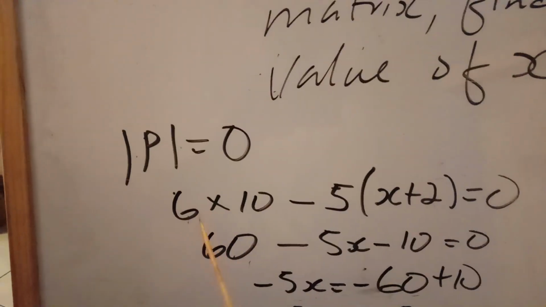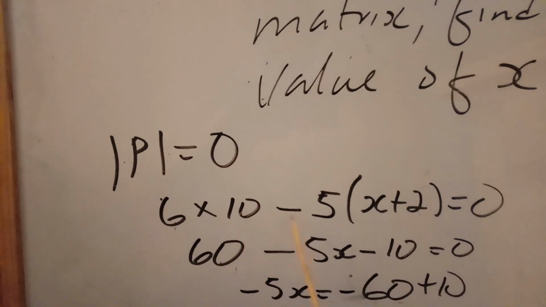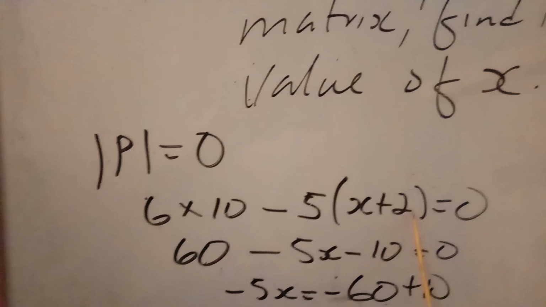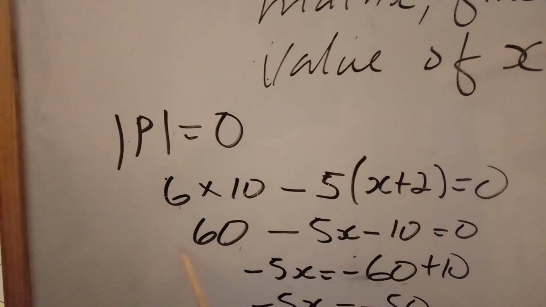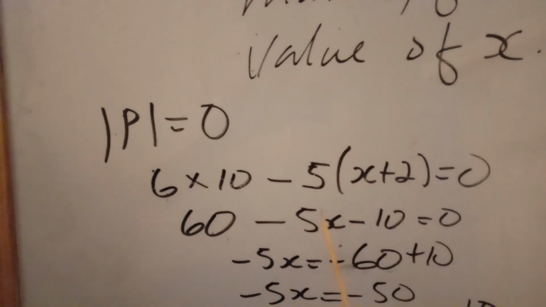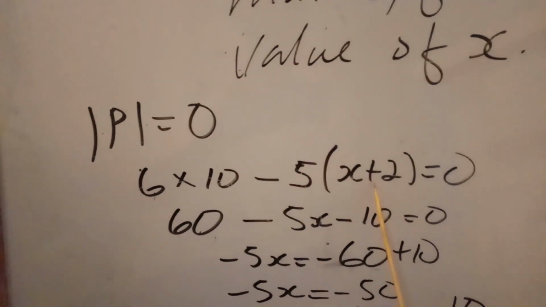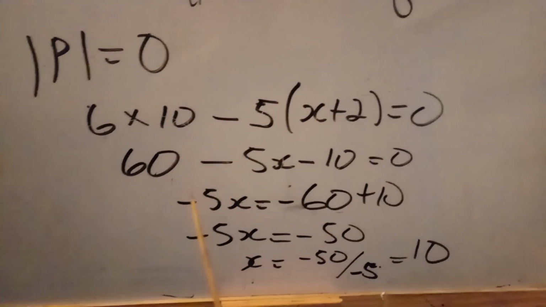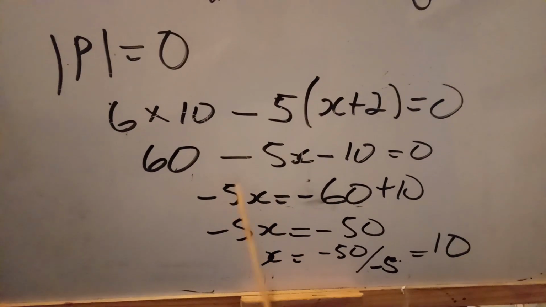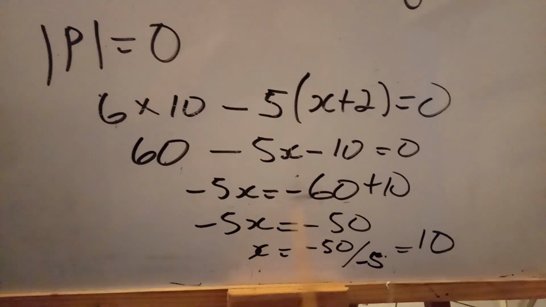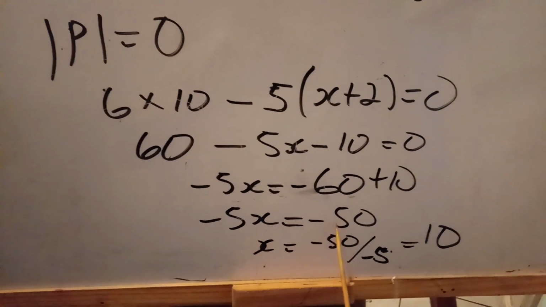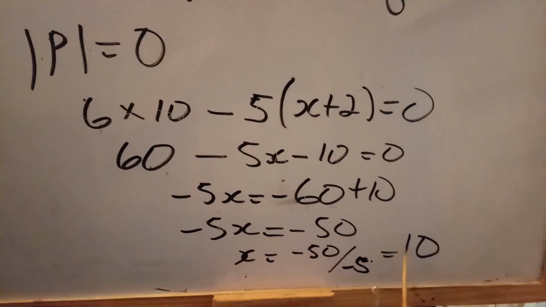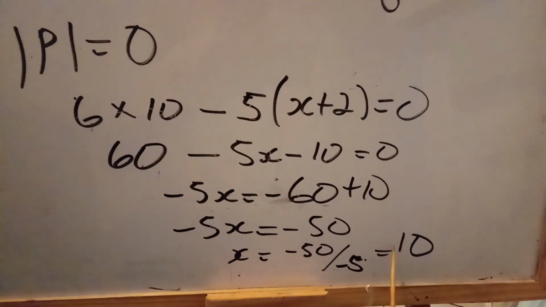We multiply the 6 times the 10, minus 5 times x plus 2. So 6 times 10 will give me 60. Then 5 times x gives negative 5x. Negative 5 times negative 2 will be positive 10, and this is equal to 0. Then we come down, we say negative 5x is equal to negative 60 plus 10. We get negative 5x is equal to negative 50. x is equal to negative 50 over negative 5. We get positive 10. Right.